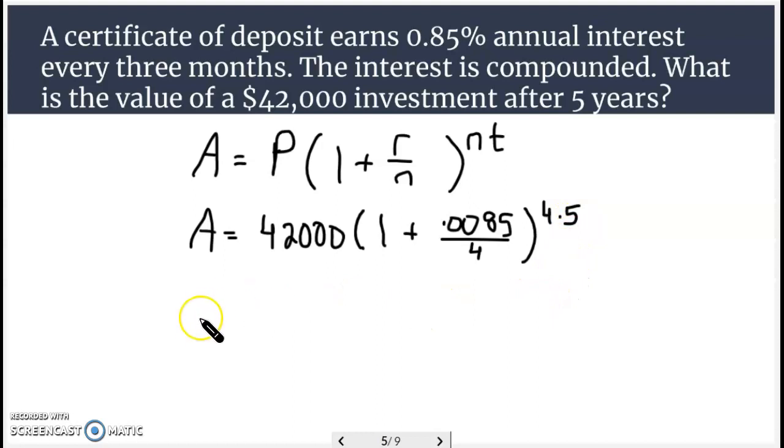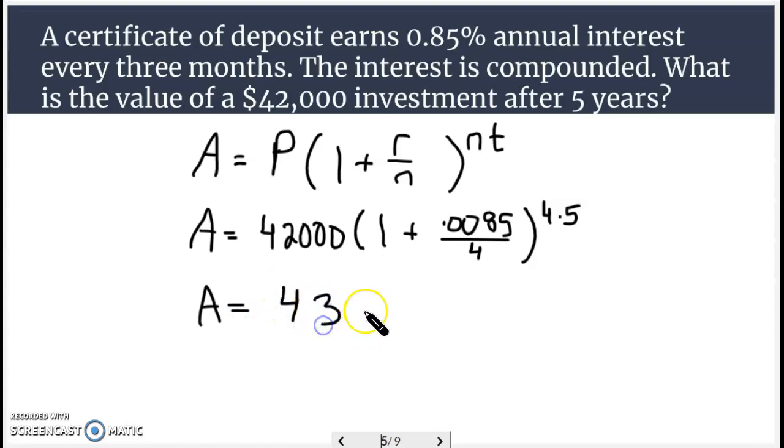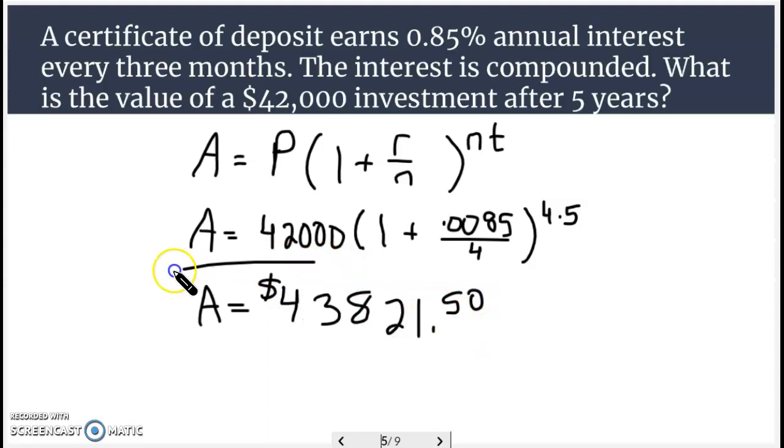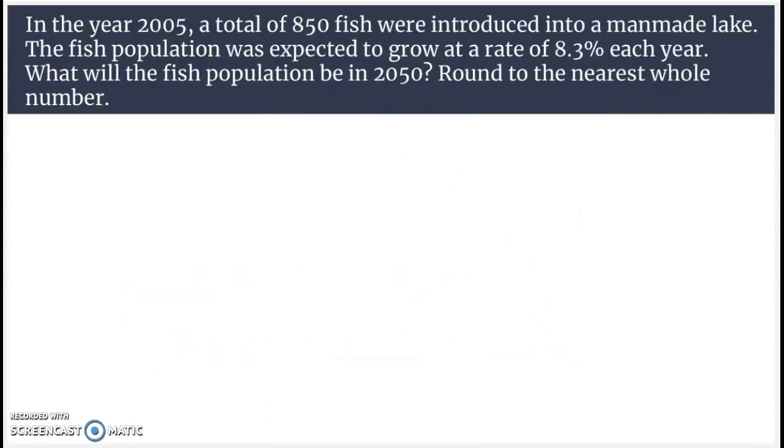All right. Putting this in the calculator, we're going to get $43,821.50. And that is the compounding interest. All right, let's look at another one here.